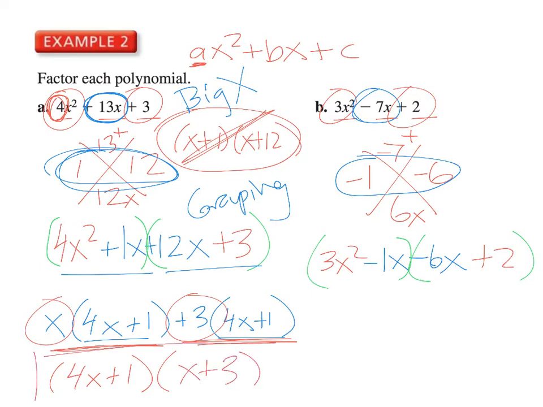All right, so there it is. I factored it. So this is known as the big X with grouping method. Let's go to the second example.